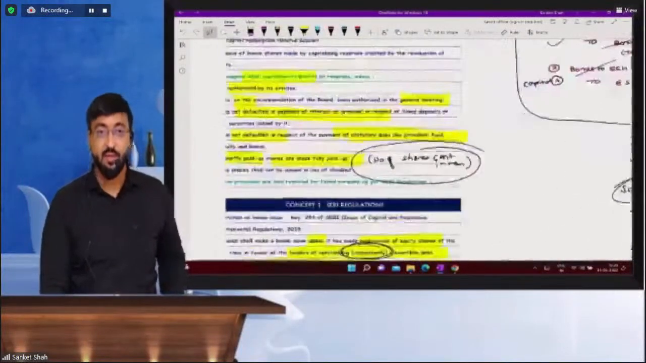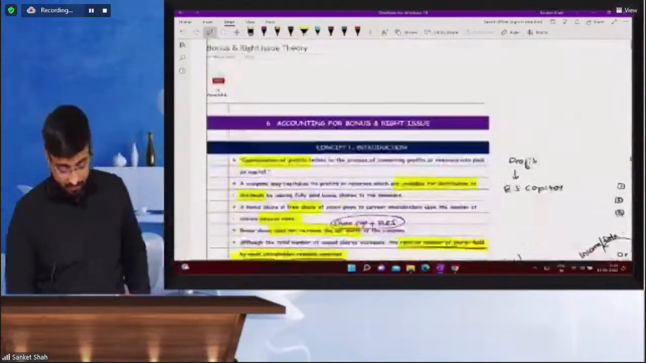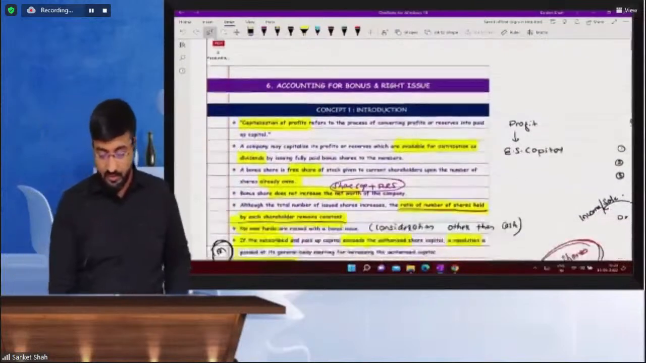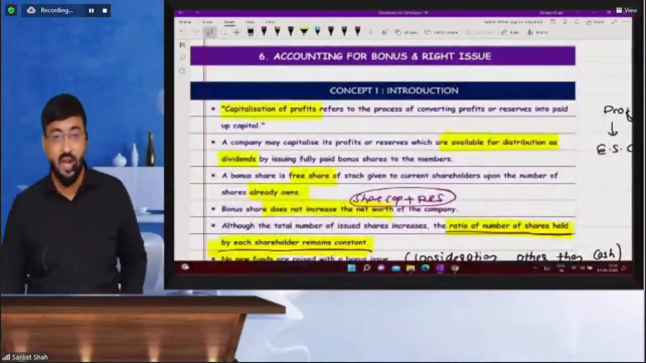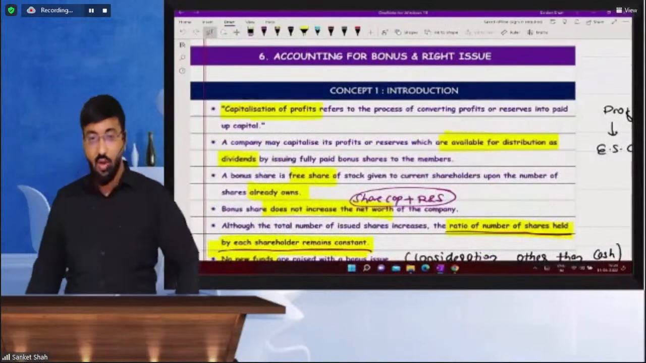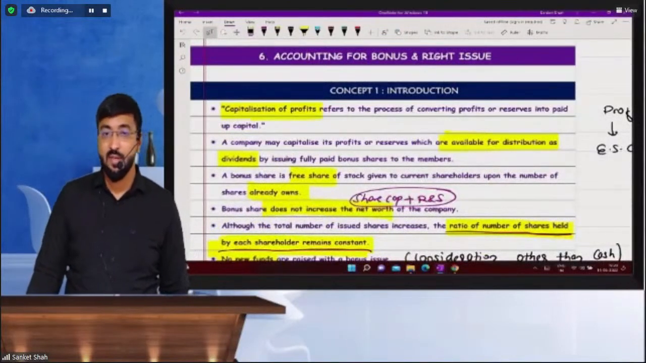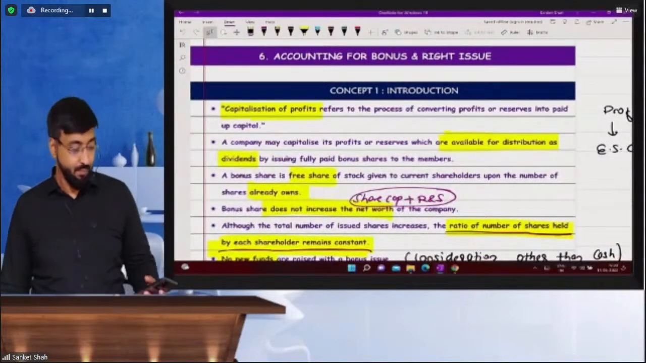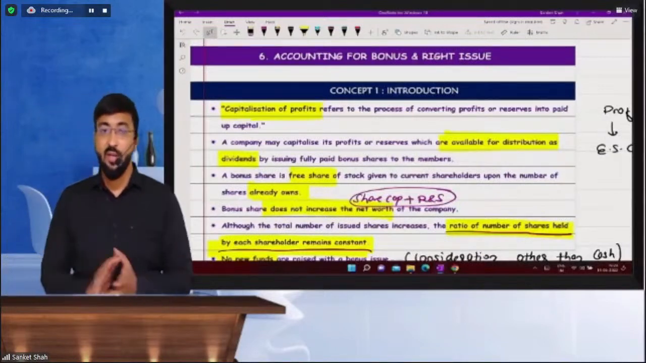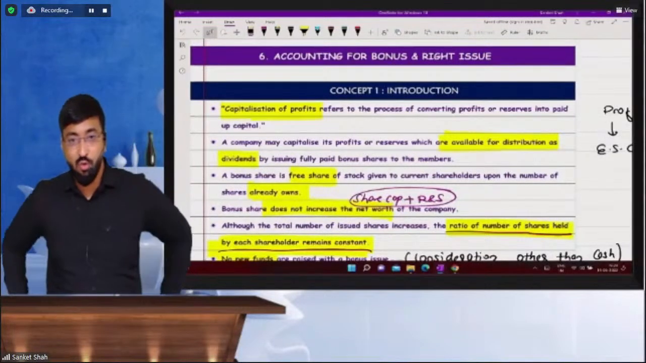Today's topic, revisions, first: accounting for bonus and right issue. We will start from scratch. So, accounting for bonus and right issue. Remember the first day. Before starting this accounting, first I will tell you some basic rules of accounting.